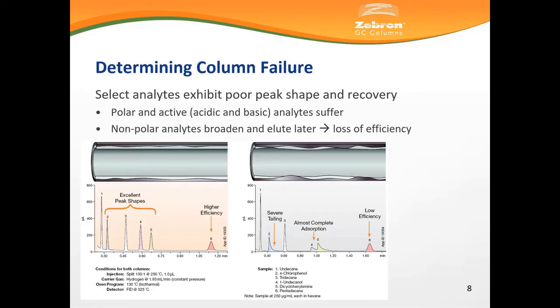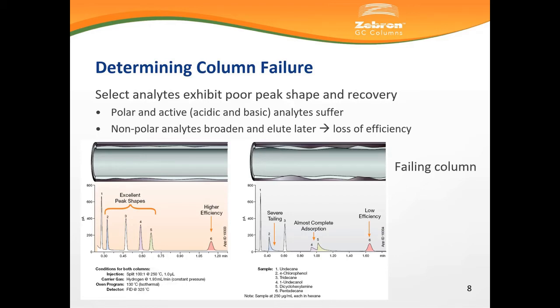Let's review an example of an exhausted column whose active sites affect certain types of analytes differently. Polar analytes will tail and lose sensitivity, while nonpolar analytes are also at risk of exhibiting broad peak shapes and inconsistent retention times. All of these behaviors lead to a loss of efficiency, selectivity, and ultimately resolution.